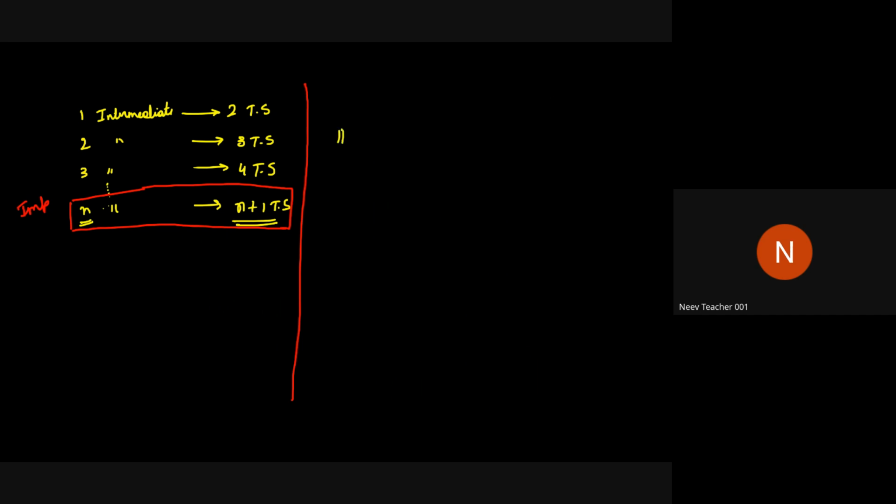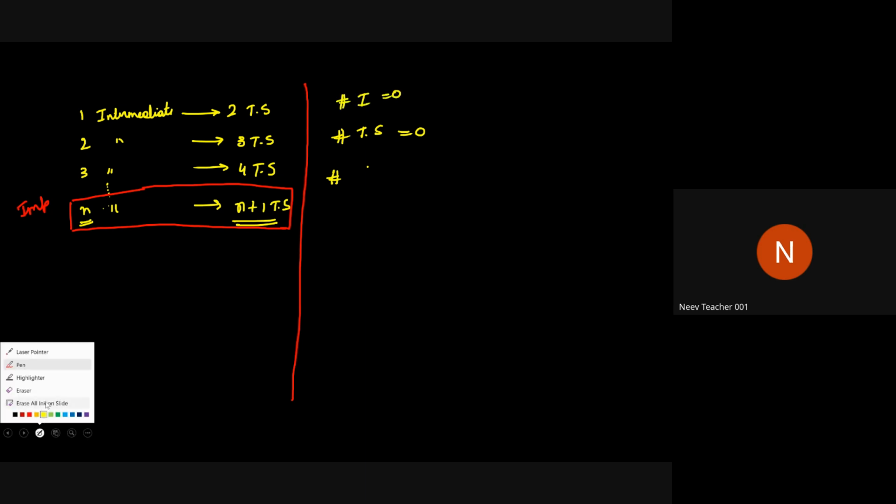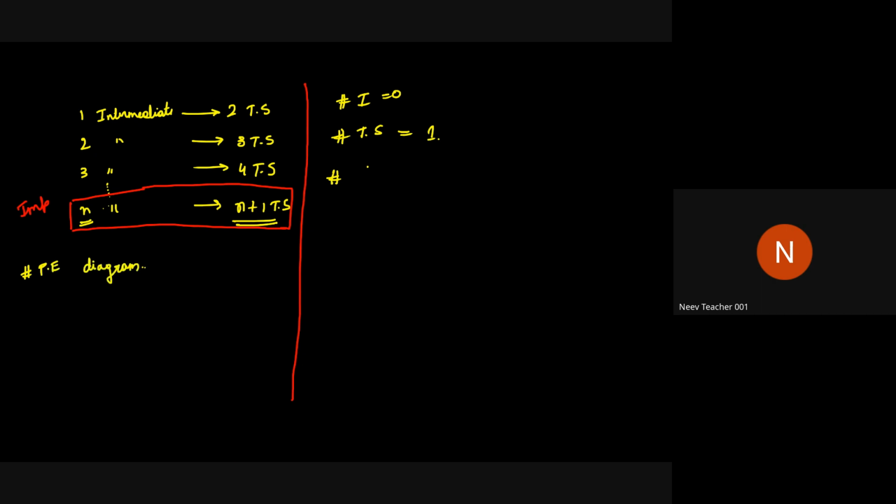Number of transition states in case of SN2 will be 1, and number of intermediates will be equal to 0. Number of transition states will always be 1, without any exception. So what about the potential energy diagram? The PE diagram of both.